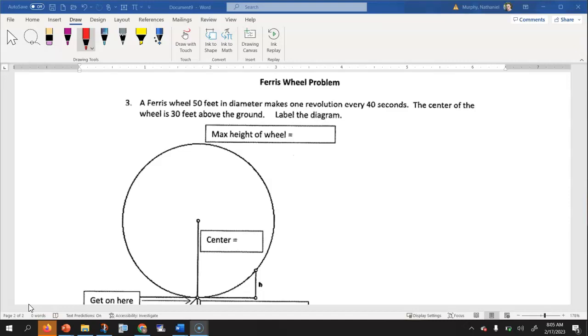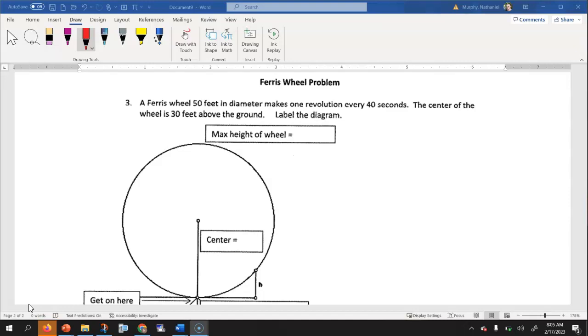Now let's look at question number 3 from your packet. This is a Ferris wheel problem, another common type of problem that we would see as far as application of what we just learned about in this chapter. So here it says a Ferris wheel 50 feet in diameter makes 1 revolution every 40 seconds. The center of the wheel is 30 feet above the ground, and we're going to label the diagram.